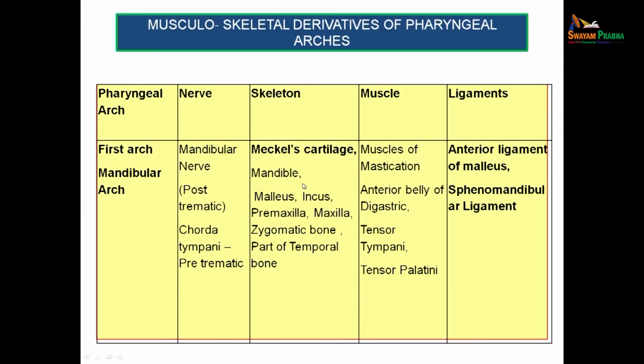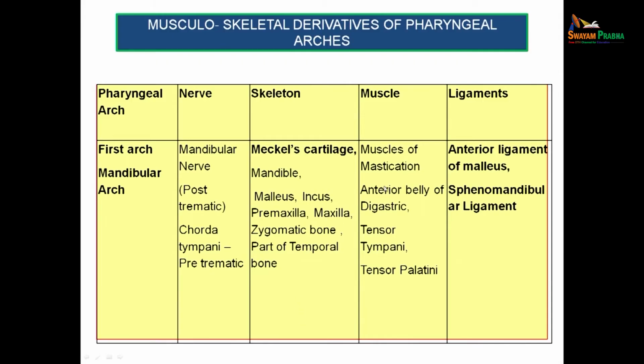Now when you consider the skeleton of the first arch, the cartilage first formed is known as the Meckel's cartilage, and this will ossify later to form the mandible, the malleus and incus. Like the mandibular process, there is a maxillary process which will be giving rise to premaxilla, maxilla, zygomatic bone, and a part of temporal bone is also formed in this region.